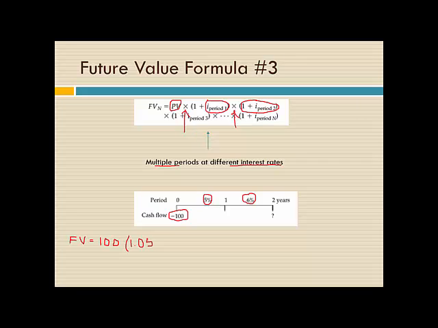So it's 1.05. And then the next thing we're going to do is multiply it times 1 plus the interest rate of the second period. And if we had different interest rates going into years 3, 4, and 5, then we would just keep multiplying them out. And when we multiply 1.06 times 1.05 times 100, we get $111.30.